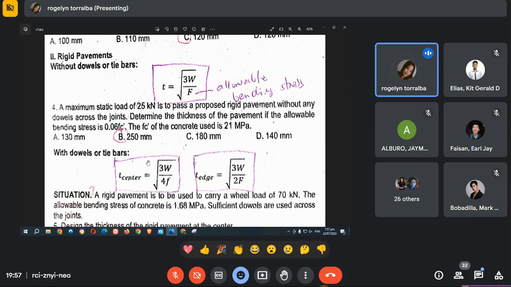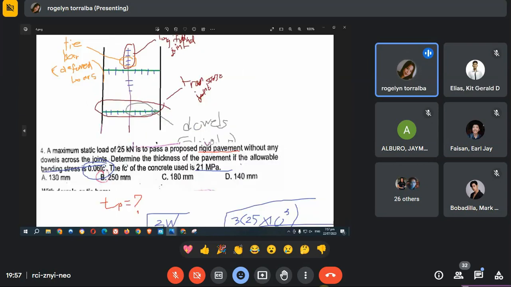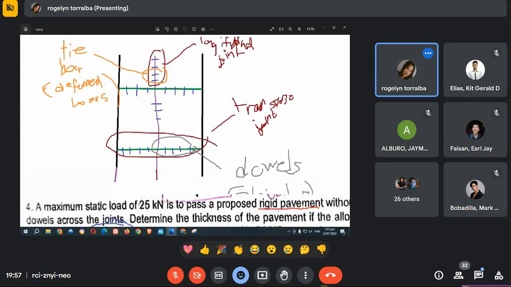Anyway, let's proceed. Before we proceed to number 2, I will discuss the joints and parts of the pavement. This is the top view of the road. We all know that roads are not made straight, they are made in blocks. So this is the top view. We have the longitudinal joint, the one in violet, and the ones in green are our transverse joints.